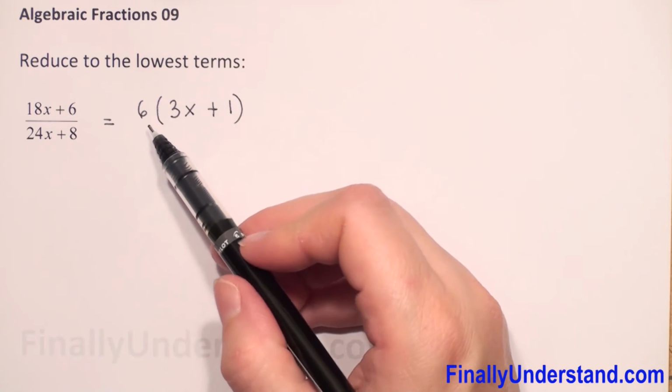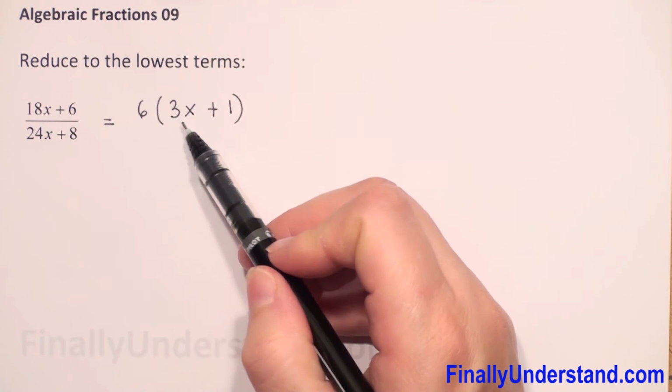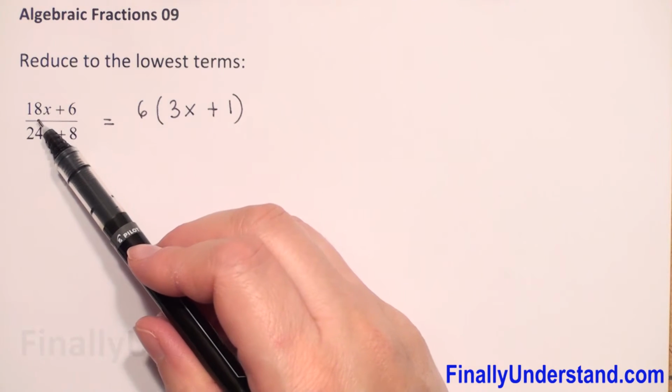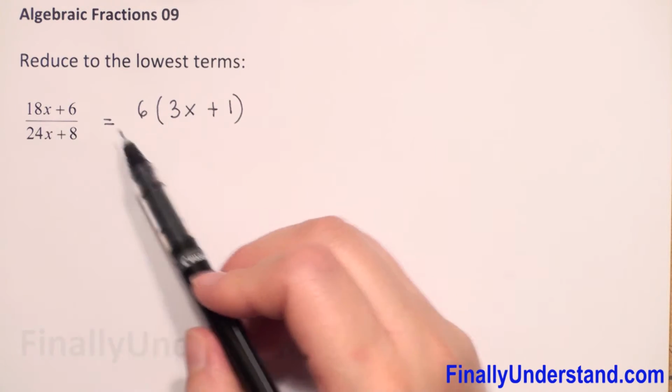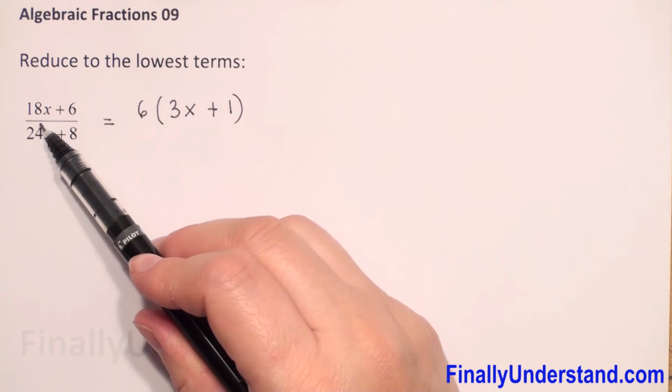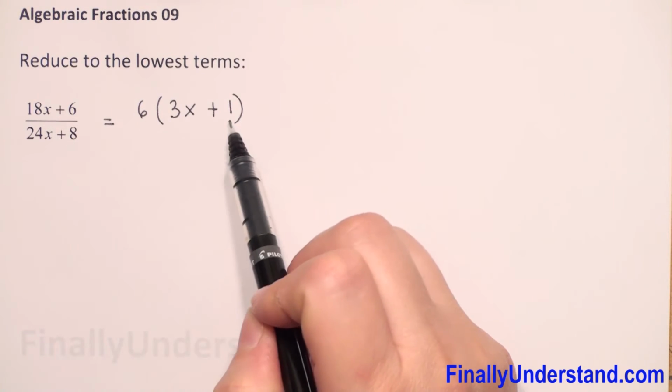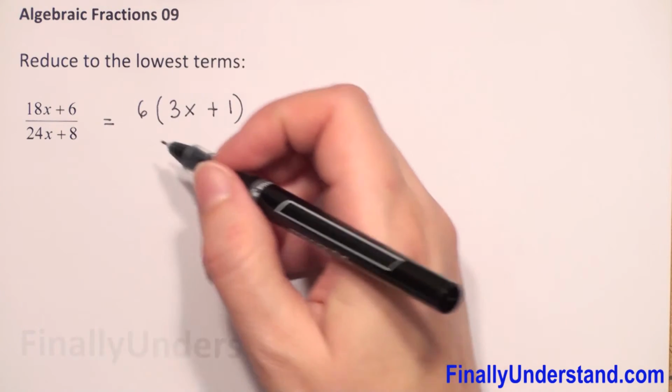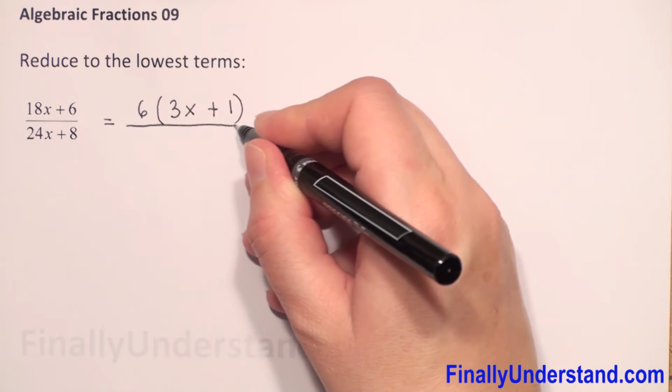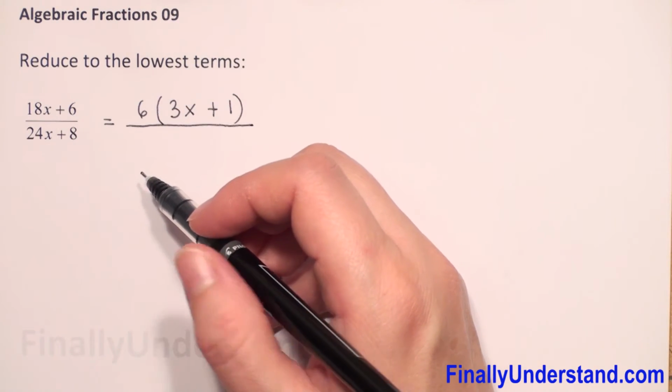Let's check. Now, when we multiply 6 by every expression in parentheses, we need to have the same as what we have at the beginning. 6 times 3x is 18x, and 6 times 1 is 6. So everything is correct in the numerator, and in the denominator we have to do the same.